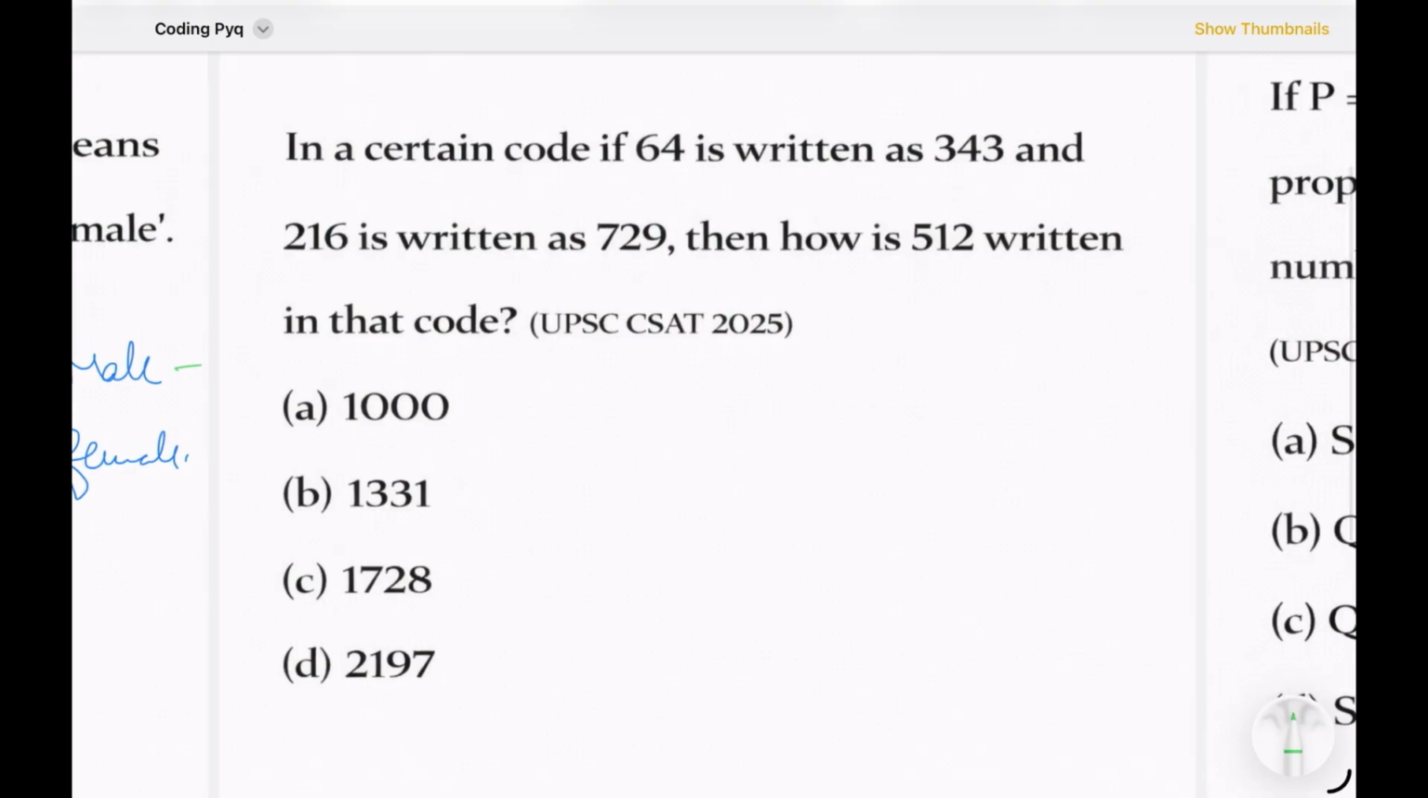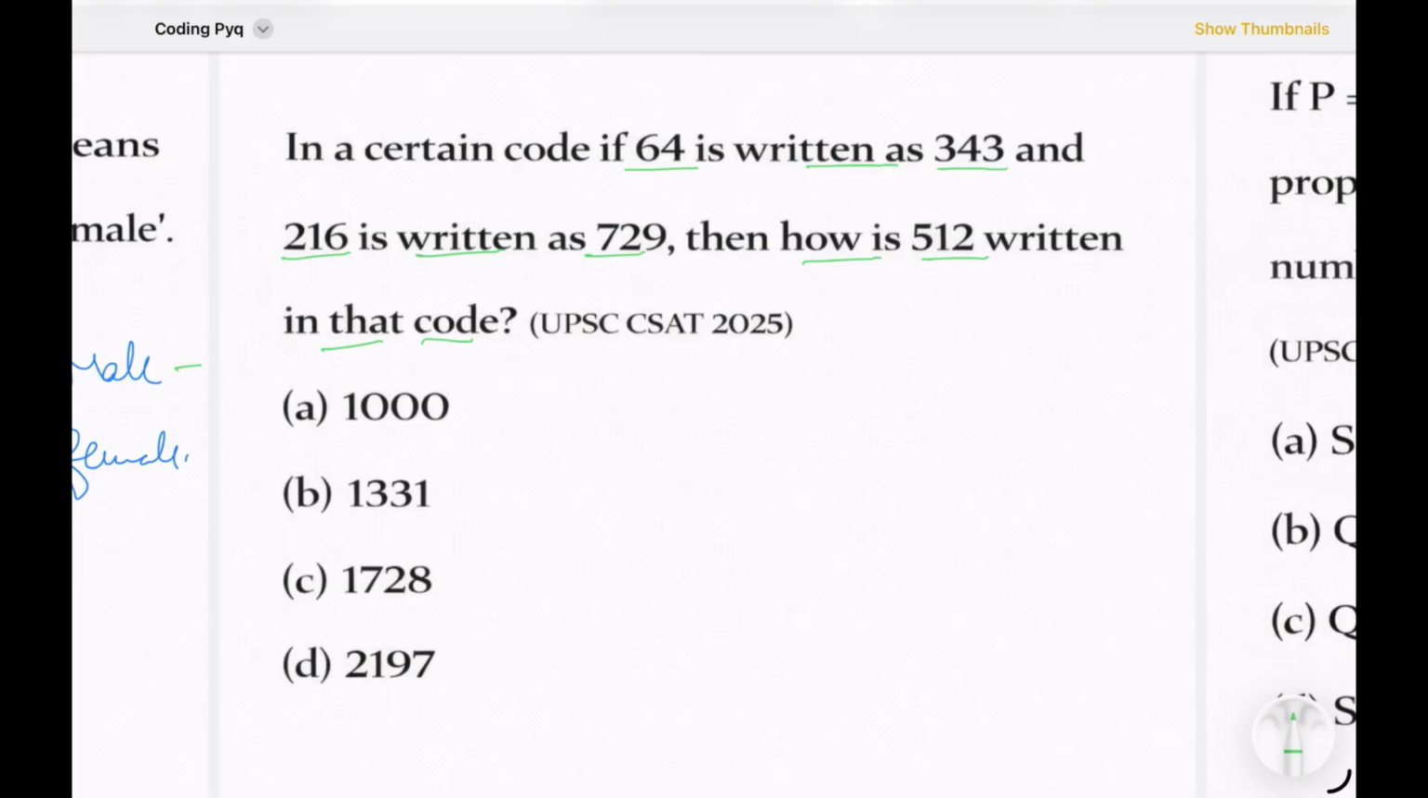Next type of question we can have is where numbers or letters involve addition, subtraction, reversal of the numbers, and mixed letters and numbers can be given. This type of question in 2025 examination: in a certain code, if 64 is written as 343 and 216 is written as 729, then how is 512 written in that code?